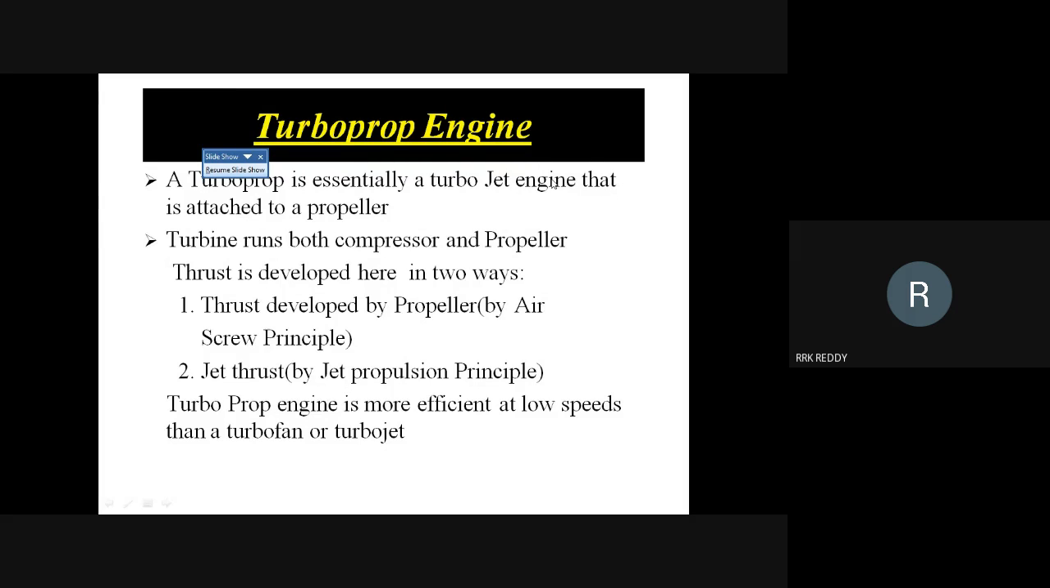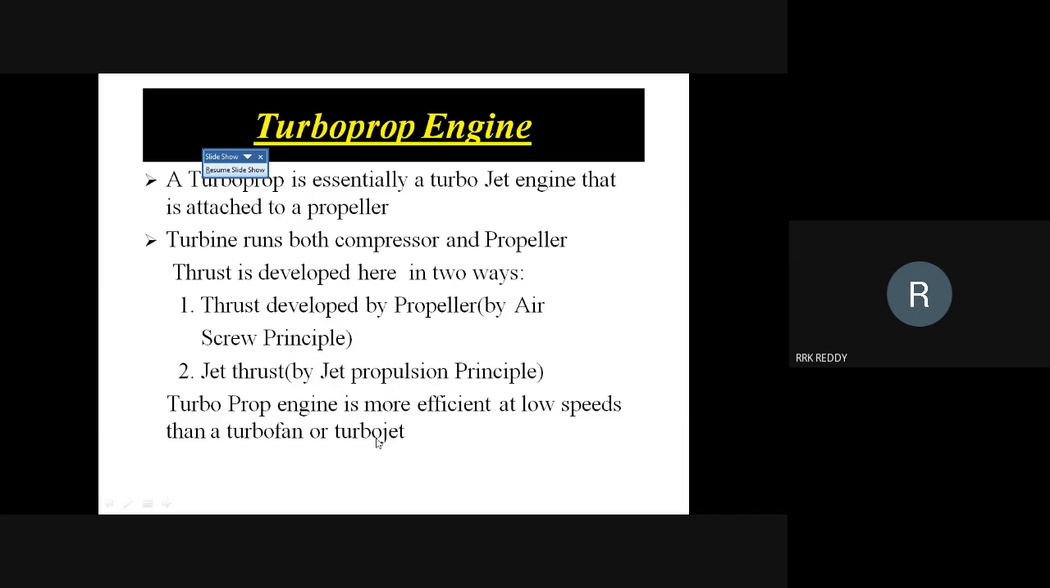The next type of engine is the turboprop engine. The turboprop engine is also similar to the turbojet engine. The extra one is a propeller attached to the turbojet. A turboprop is essentially a turbojet engine attached to a propeller. The turbine runs both the compressor and the propeller. Thrust is developed here also in two ways. Thrust is developed with the propeller, that is the air screw principle, as I told in the beginning. And next is jet thrust by the jet propulsion principle. So the turboprop engine is more efficient at low speeds than a turbofan or a turbojet engine.